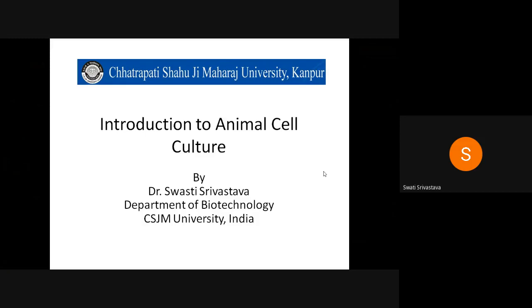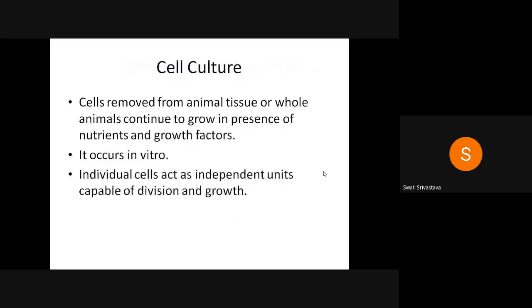What is animal cell culture? Now, as you can understand from the name, we are trying to culture the cells of animal origin. Now, from where are we getting these cells? The cells are from the animal origin, and they have been isolated or removed from the animal tissue or a whole animal.